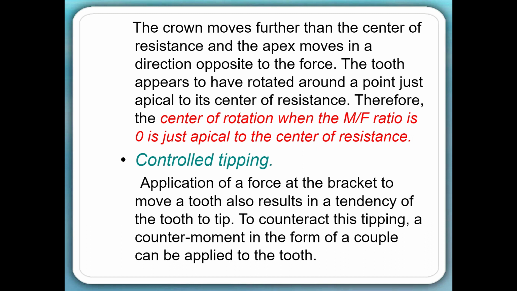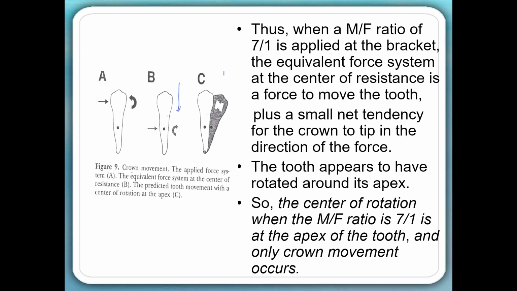Now next is controlled tipping. Application of a force at the bracket to move a tooth also results in a tendency of the tooth to tip. To counteract this tipping, a countermoment in the form of a couple can be applied to the tooth. Thus, when a moment to force ratio of 7:1 is applied at the bracket, the equivalent force system at the center of resistance is a force to move the tooth, plus a small net tendency for the crown to tip in the direction of the force. The tooth appears to have rotated around its apex. So, the center of rotation when the moment to force ratio is 7:1 is at the apex of the tooth, and only crown movement occurs.